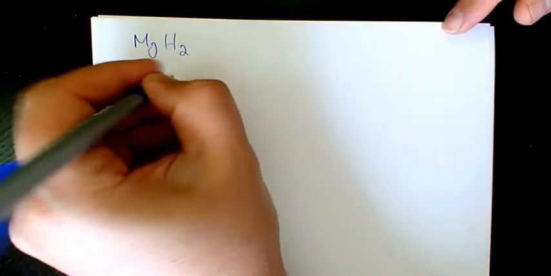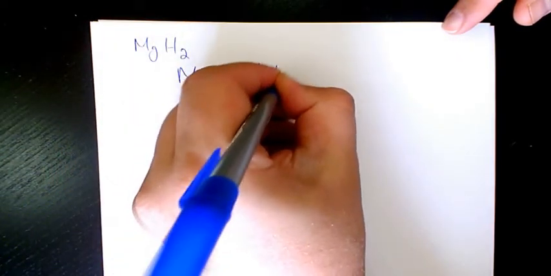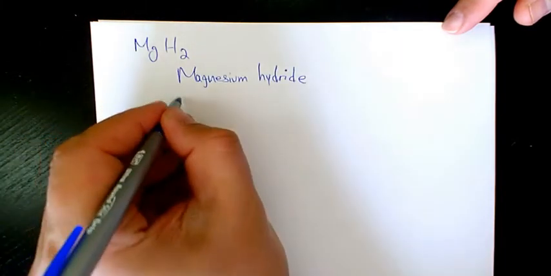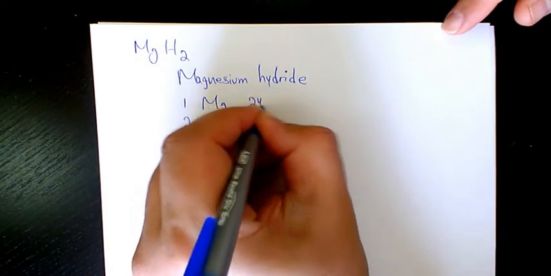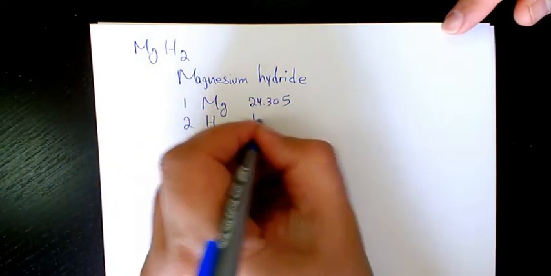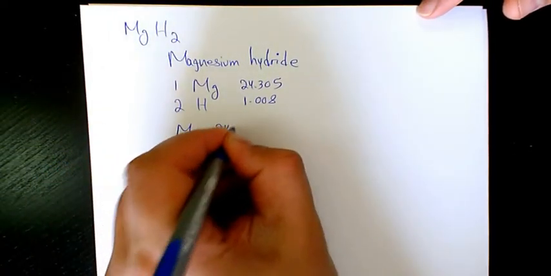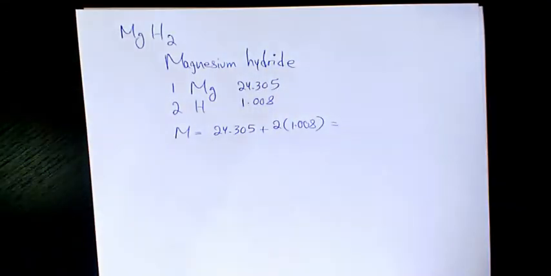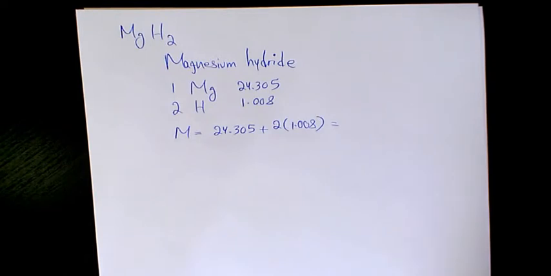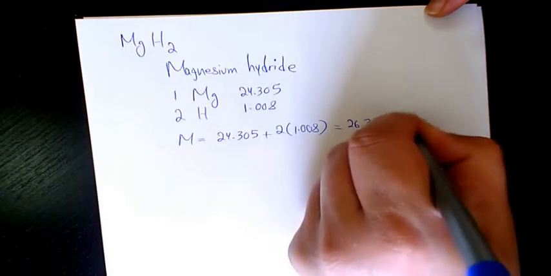Next one is MgH2 or Magnesium Hydride. We have one atom of magnesium and two atoms of hydrogen. Magnesium is 24.305. Hydrogen is 1.008. So molar mass is going to be 24.305 plus 2 times 1.008. It's going to be 26.321 grams per mole.